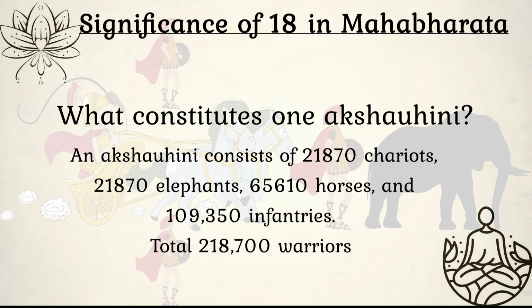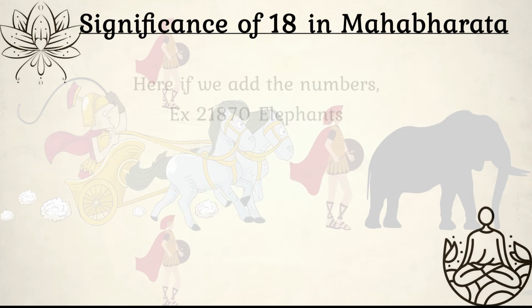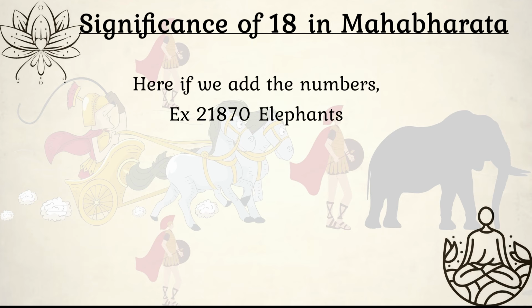It consists of 21,870 chariots, 21,870 elephants, 65,610 horses, and 109,350 infantries. Thus, one akshauhini consists of 218,700 warriors.